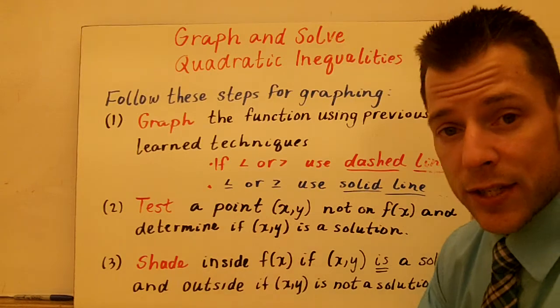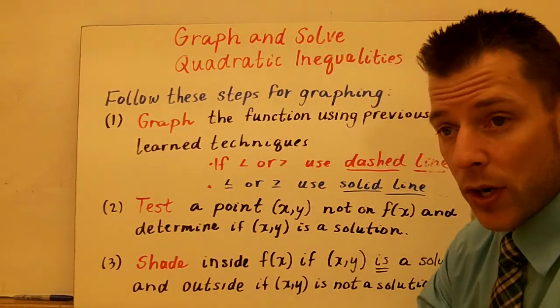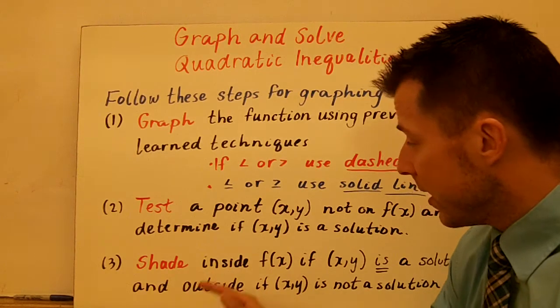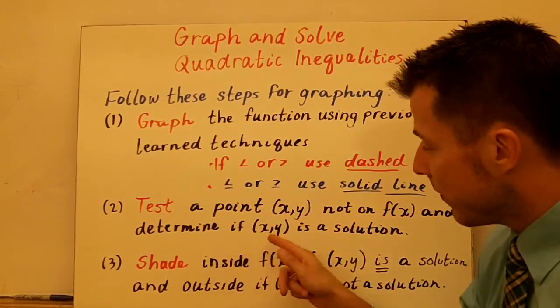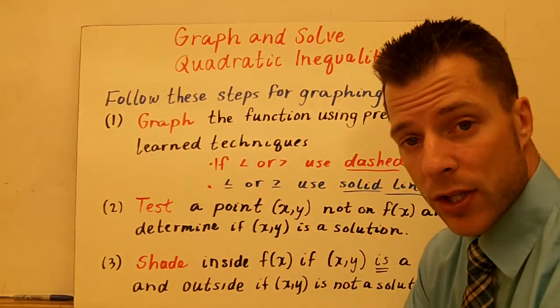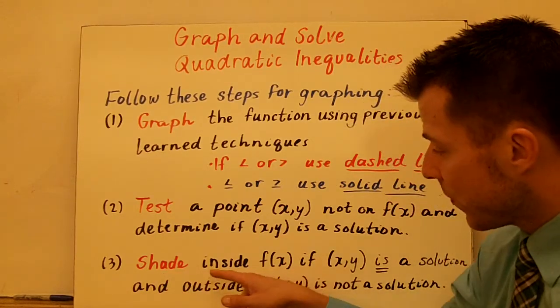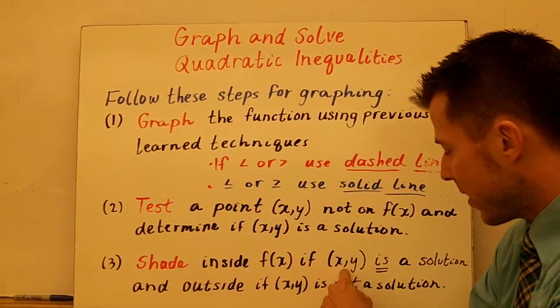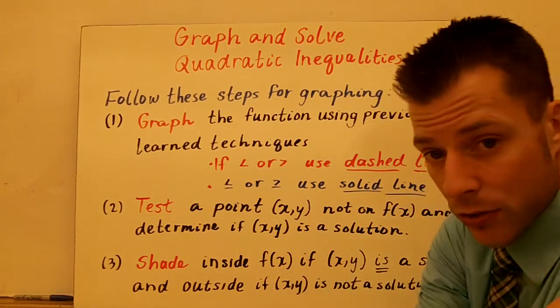Step number 2, test a point. You've got to pick a point that's not on your quadratic curve, and test it. Test (x, y) not on f of x and determine if (x, y) is a solution, meaning that point makes the inequality true. If it does, and this is how we shade, we shade inside f of x if (x, y) is a solution, and outside if (x, y) is not a solution.